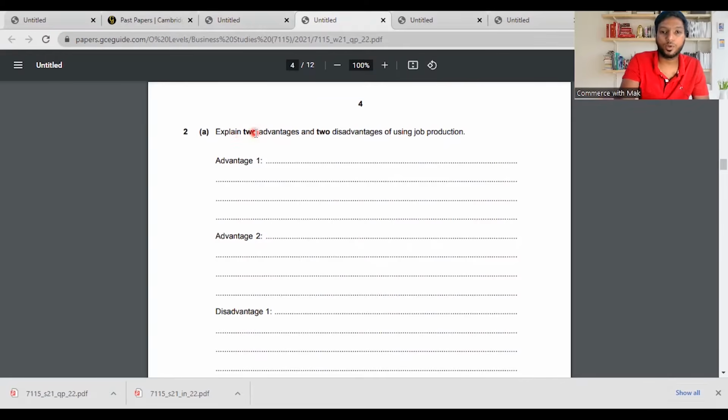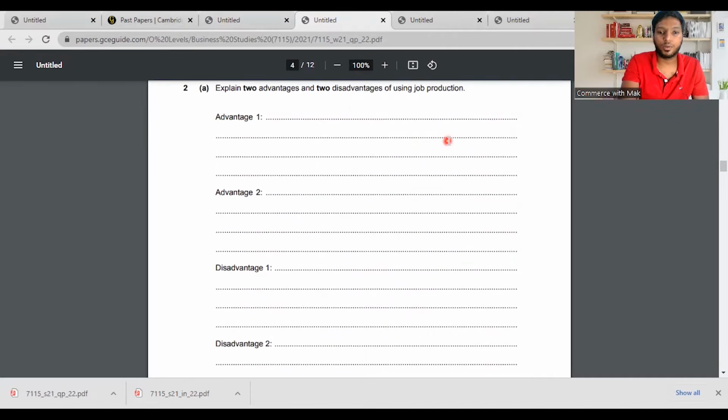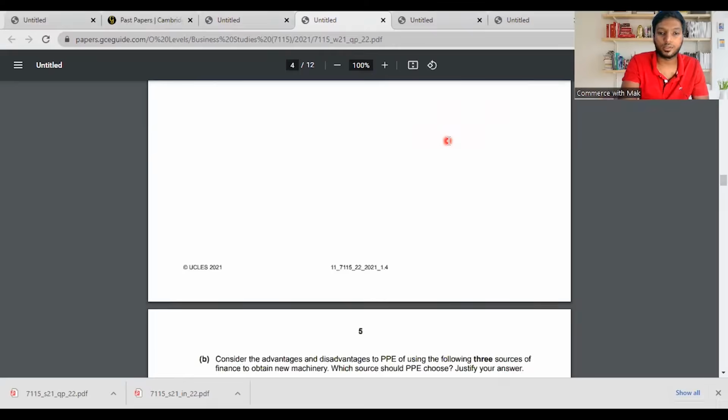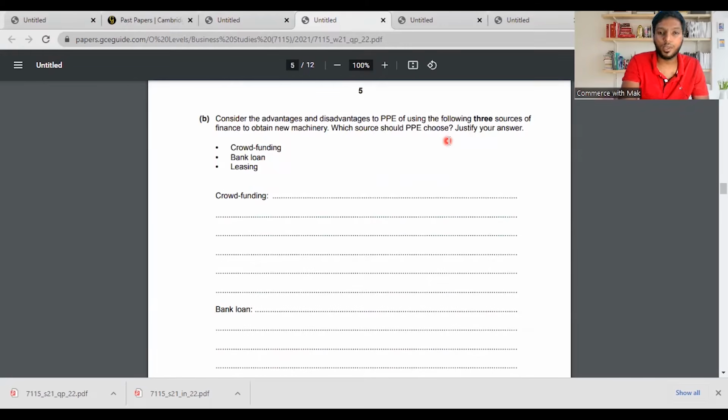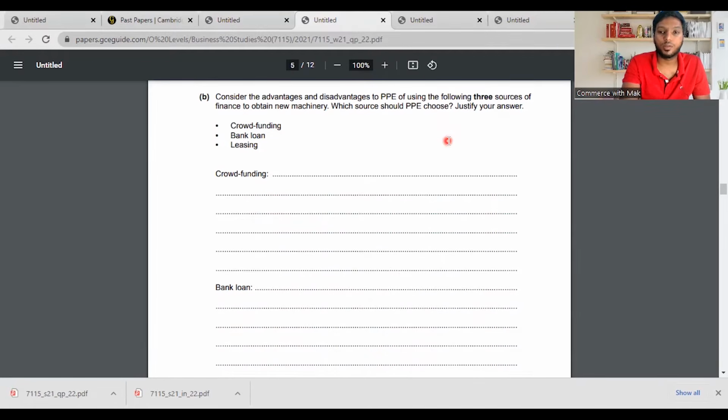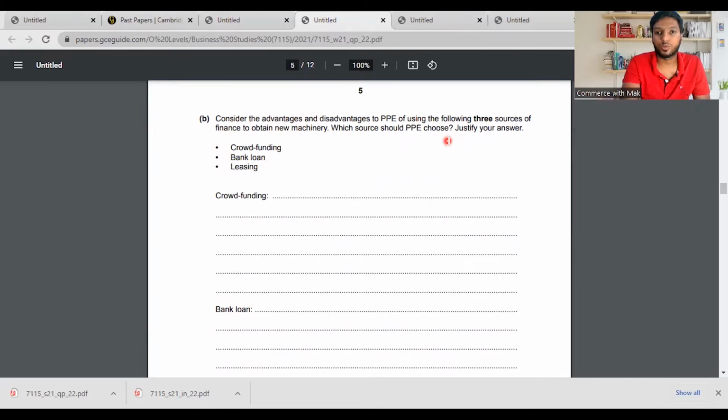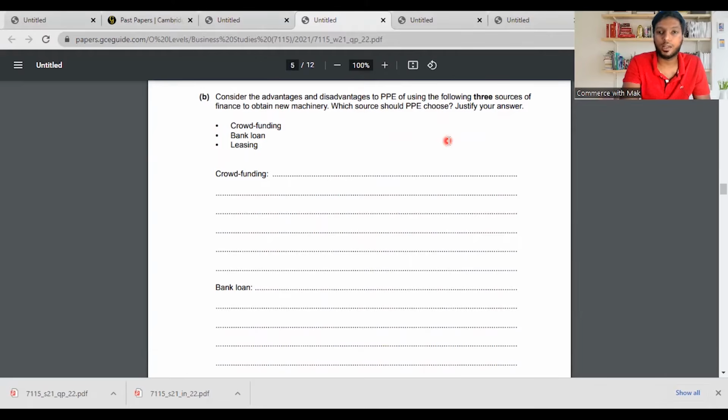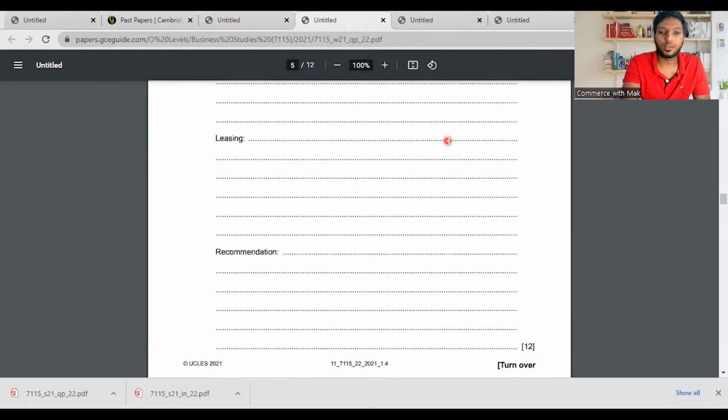The second question speaks about explaining two advantages and two disadvantages of using job production. And then they have given two advantages and two disadvantages. Then B of the second question: consider the advantages and disadvantages to PPE of using the following three sources of finance to obtain new machinery. Which source should PPE choose? Justify your answer. Either crowdfunding, bank loan, or leasing.